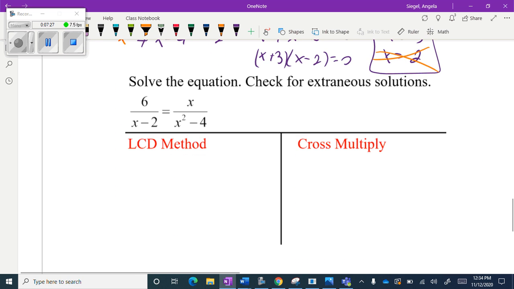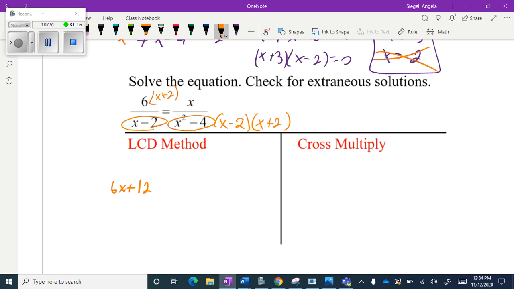Okay, so there's 2 different ways to do this. The first way I'm going to do this is with the LCD method. So we're going to find the least common denominator of this and this. I'm going to factor that first, and I'm going to see that this is missing an x plus 2. So I have 6x plus 12 over x squared minus 4 equals x over x squared minus 4.